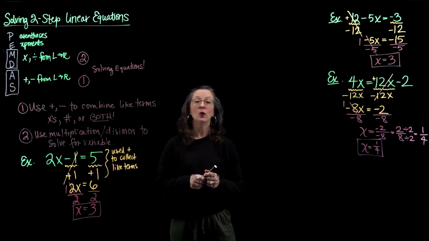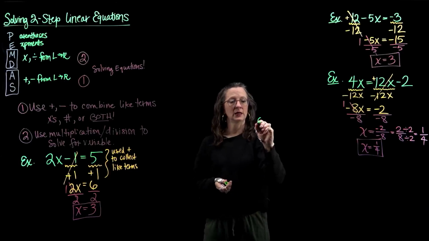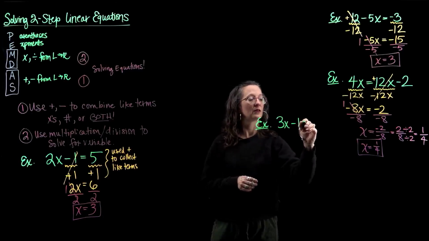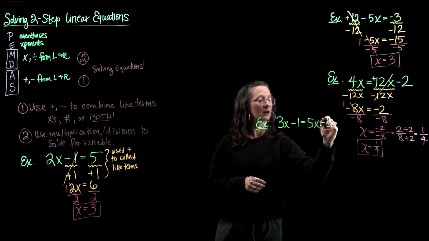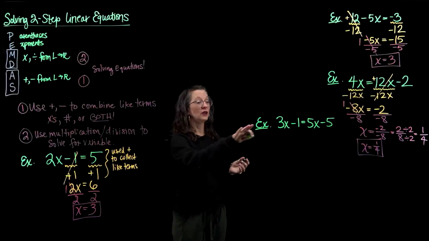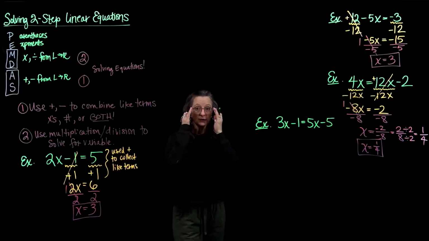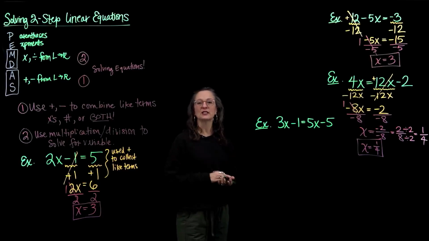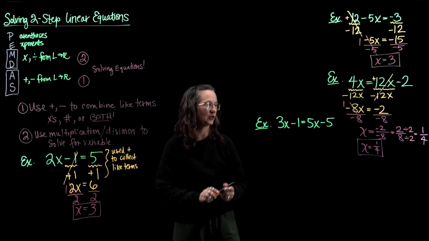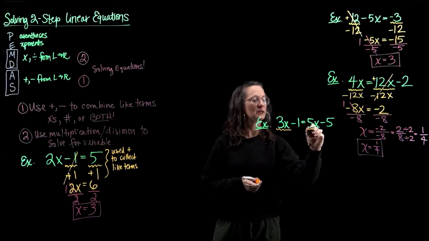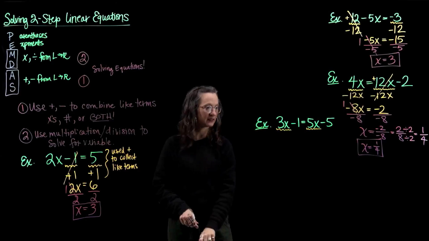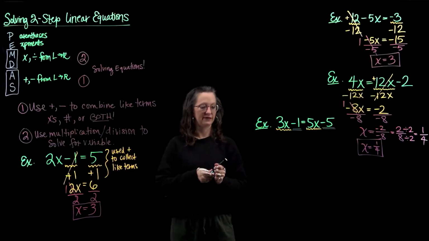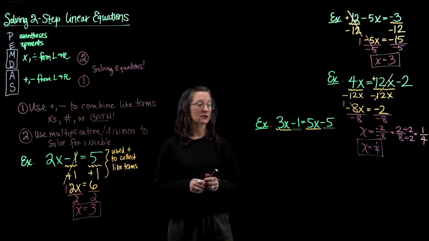All right, let's do one more example. I'm going to start it right here. And this is when I have both variables and numbers on both sides of the equation. So we first want to use addition and subtraction to combine our like terms. So I'm going to mark my like terms here, the 3x and the 5x, and then also the -1 and the -5. So let's start with the x's first.